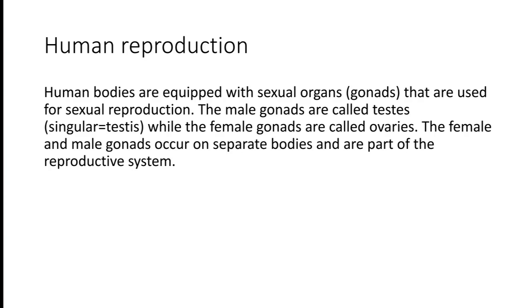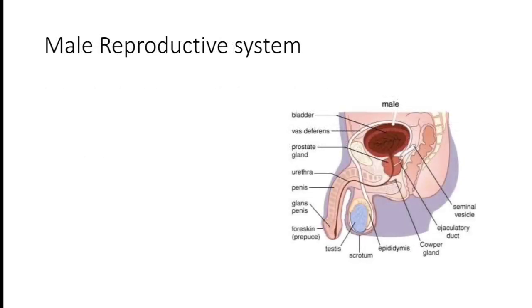Later on in this video, we are going to see these gonads that we are talking about. But for starters, let us look at the male reproductive system. I'm sure that's the diagram we are all familiar with. Let's run through what we have. So we've got the bladder, as you can see. We've got the vas deferens.